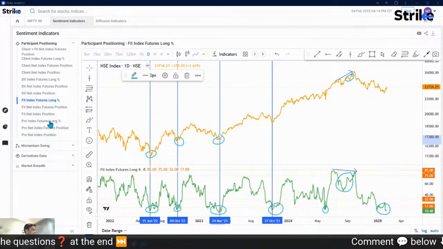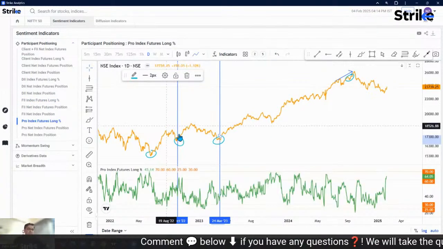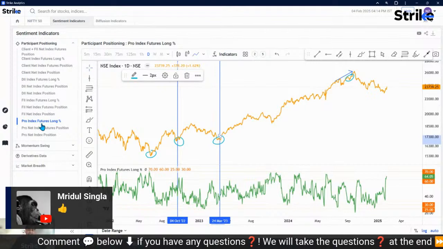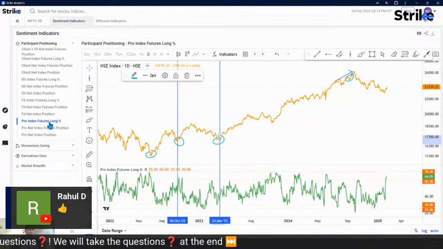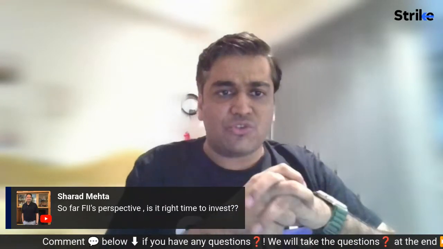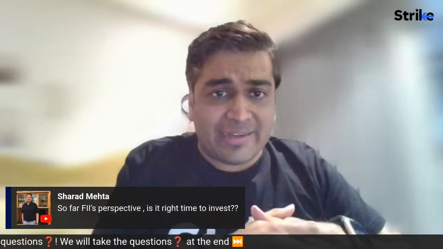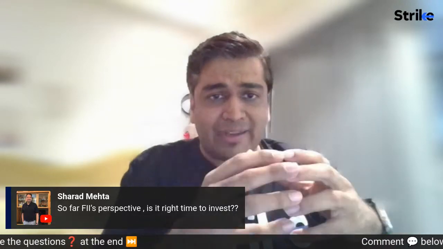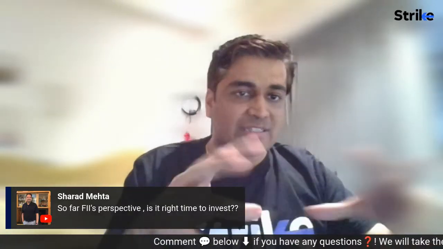Next is the pro index futures long position in terms of percentage. Now, my friends, since it is there, I'm explaining it, but I would generally not look at this particular indicator, because pro means proprietary, meaning high net worth individuals, or the brokers who are running their proprietary desks. Those proprietary desks have lots of positions in calls and puts, longs and shorts, and everywhere they are jumbled up.